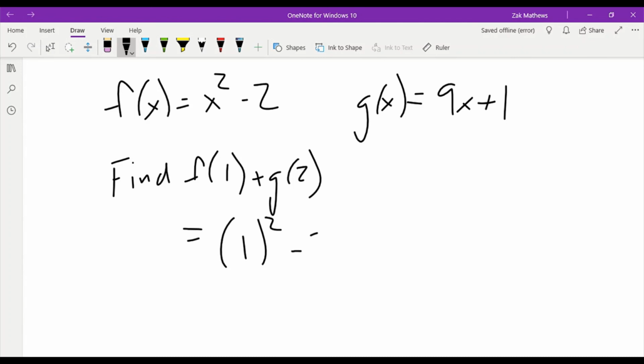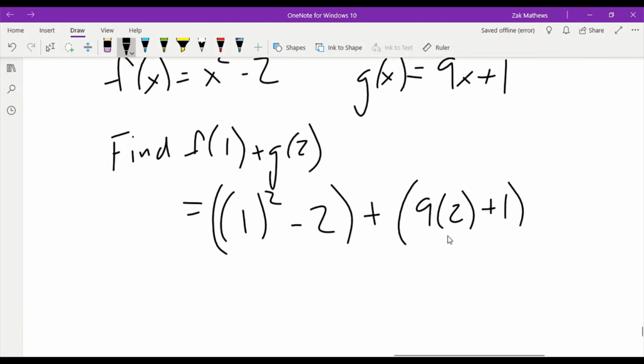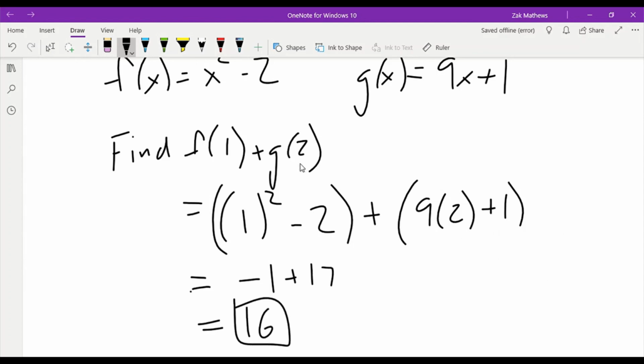So there's my f of 1 equation. At the same time, I need to add to that the g equation, but with 2 plugged in for the x. So here's my f equation with 1. Here's my g equation with the 2. So now I'm going to simplify. 1 squared minus 2 is negative 1. 9 times 2 is 18, plus 1 is 17. And so when I add those together, I get a grand total of 16. And so I can work with these multiple functions at the same time. I can work with as many functions as I want, in fact.